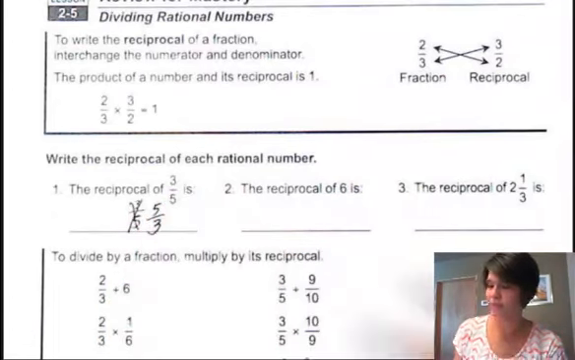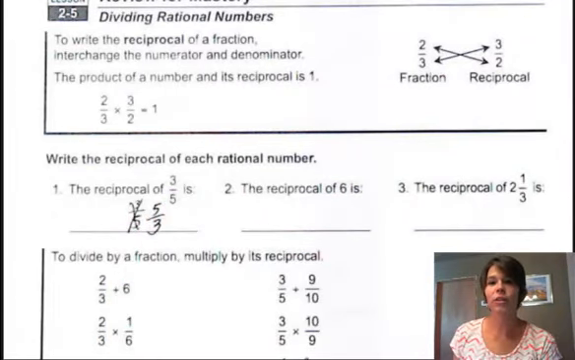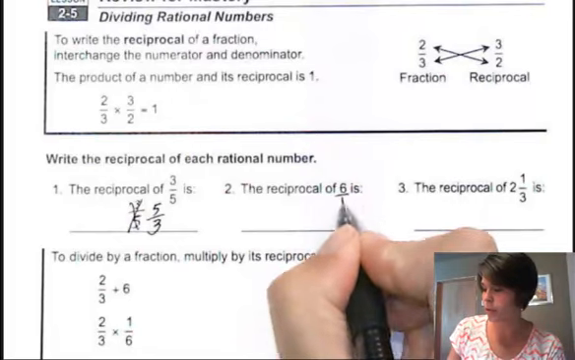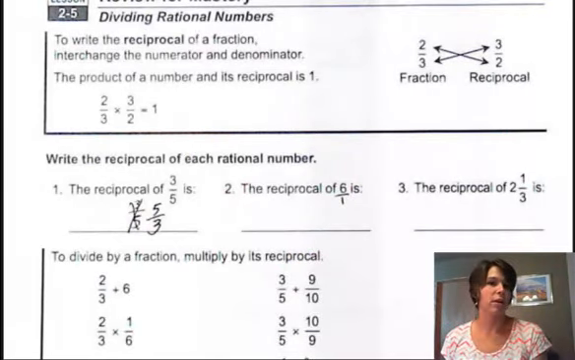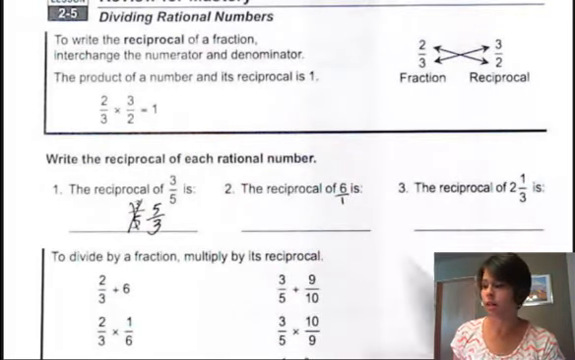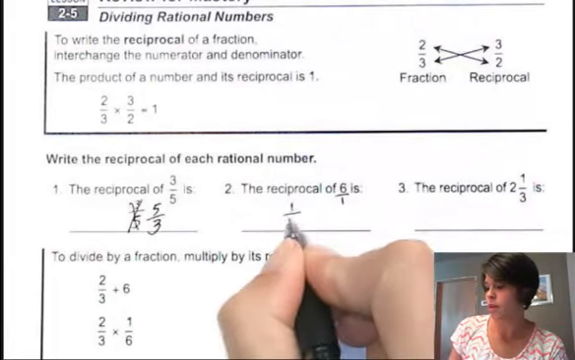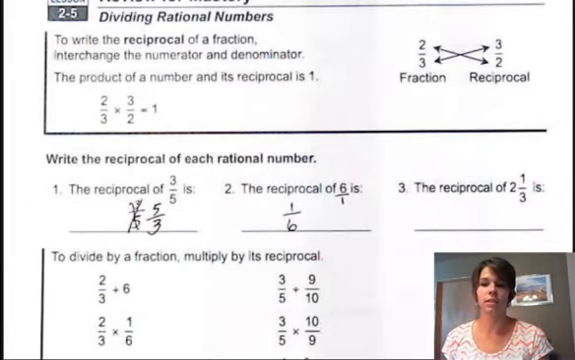The reciprocal of 6, anytime we have a whole number, it's as if the denominator is 1, because any number divided by 1 is itself. So to do the opposite of that, we have 1/6.